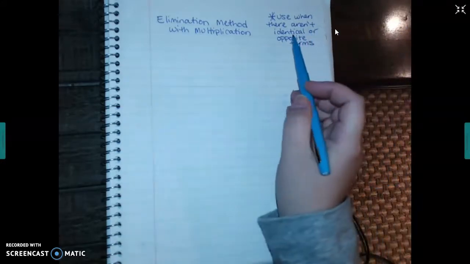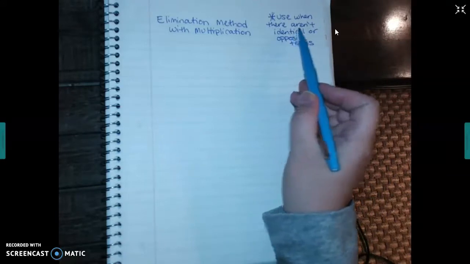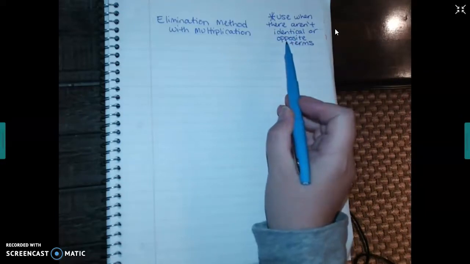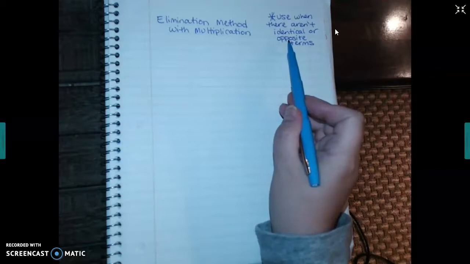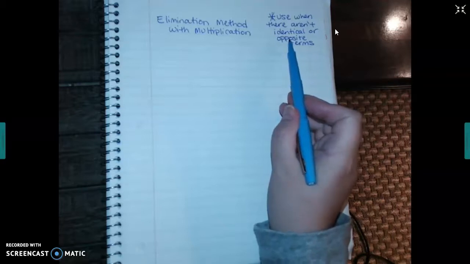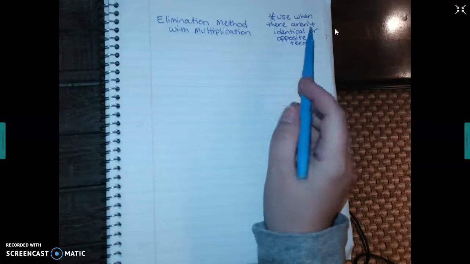Just a review, when you have identical terms, meaning either your x's are exactly the same or your y's are exactly the same, you're going to subtract. Remember, when you have opposite terms, such as negative 5y and positive 5y, or 10x and negative 10x, which are opposites, you would then add. What do you do when you don't have either one? Well, this is where multiplication will come into play.